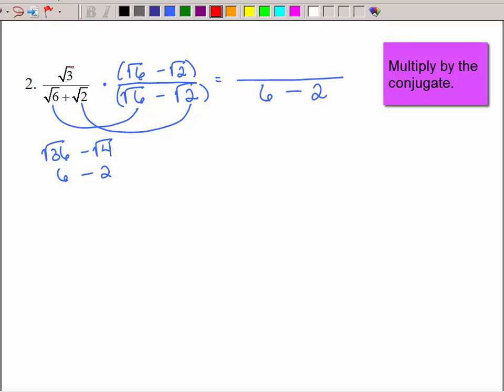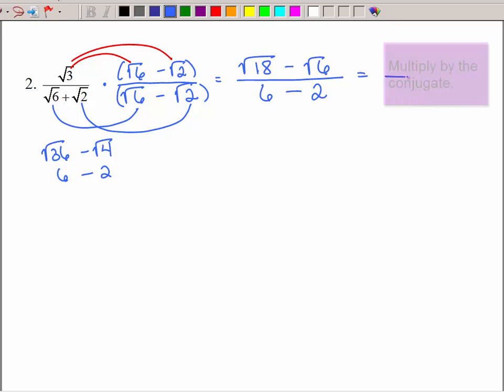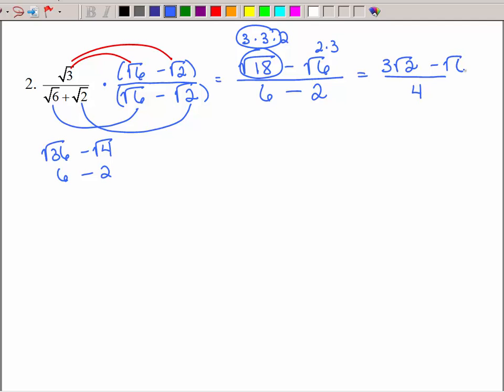All right. Then I'm going to distribute. So I have the square root of 18 minus the square root of 6. Let's do the arithmetic. So that's 4. But the square root of 18 can be simplified. Remember, that's 3 times 3 times 2. So I can take out a 3 and leave a 2. 6 is just 2 times 3, so there's no pairs, so I would just leave that.